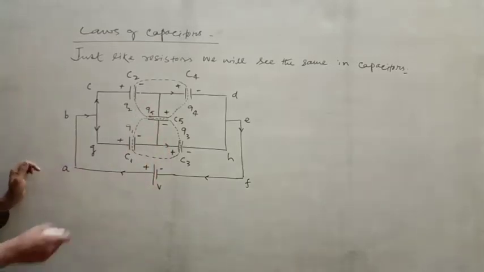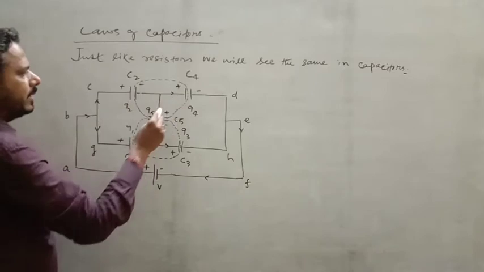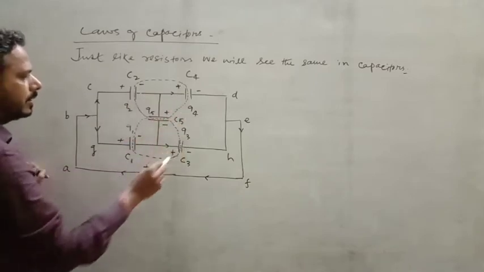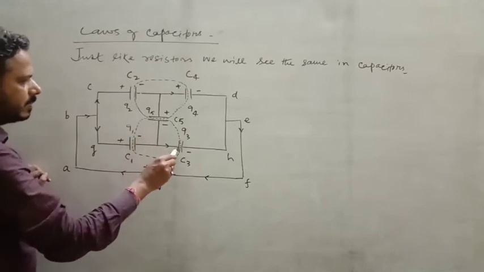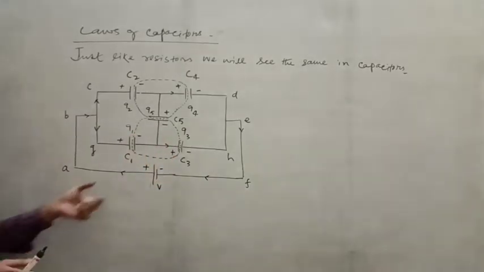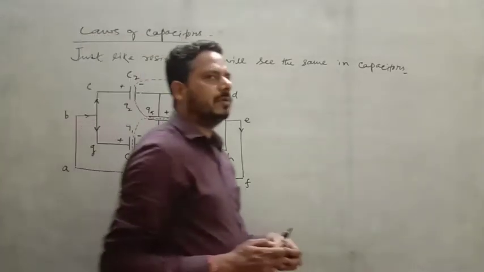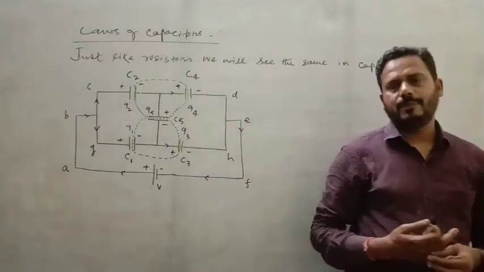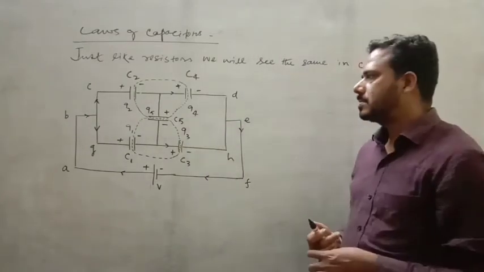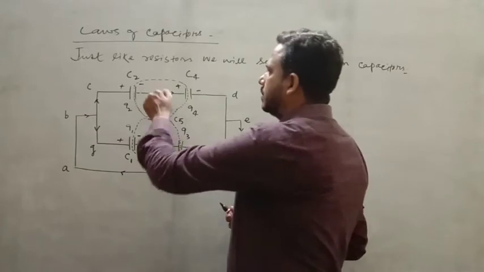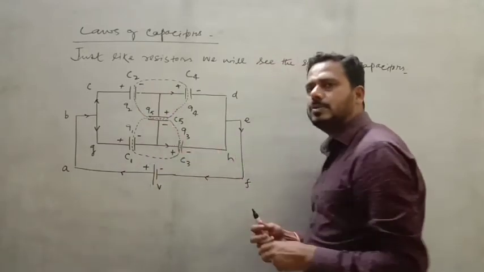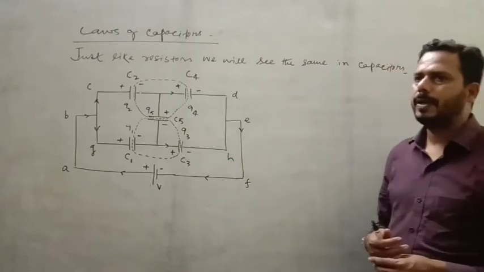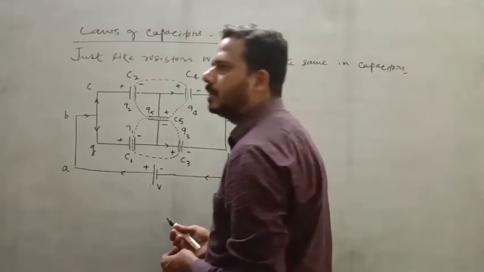What you are seeing is that this plate and this plate are not directly connected to the EMF. Accordingly, this plate and this plate are also not directly connected to the terminals of the potential. That means the sum of this charge will be constant. Accordingly, the sum of this charge will also be constant. Okay, so this one is your first law.